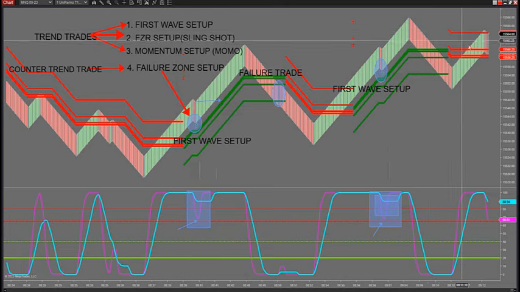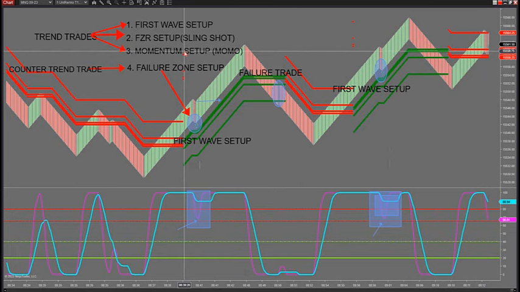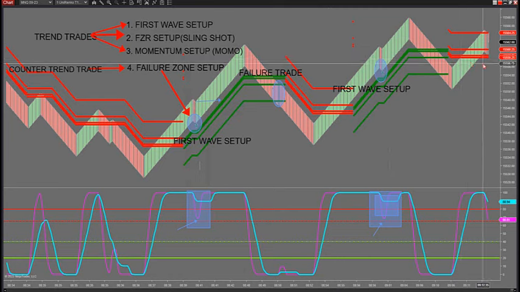FZR setup is a slingshot, and it is happening. It's at the outer zone. But I have to have this oscillator pull me in below 40 and 20 below here. It's got to pull me in. It's got to jet down through 40 and 20 to pull me short FZR. So that's still active. Do I have a momentum setup? Momentum setup says if I'm shorting, I've got to stay below 65. So I don't have a momentum setup, and I don't have a first wave setup. So I've only got two setups in price action right now. I've got an FZR setup and a failure setup.